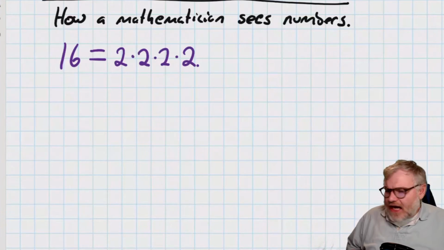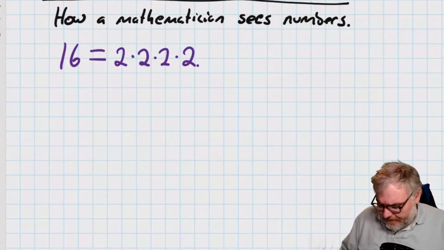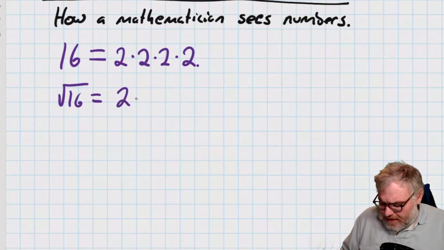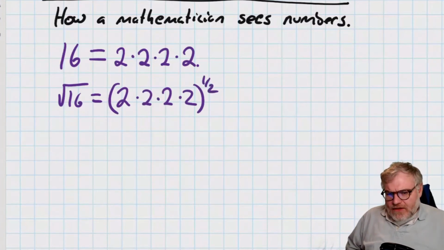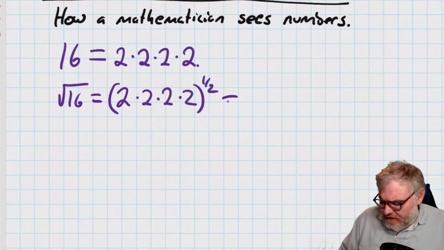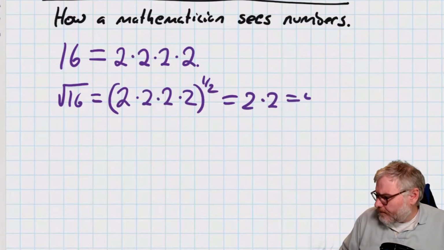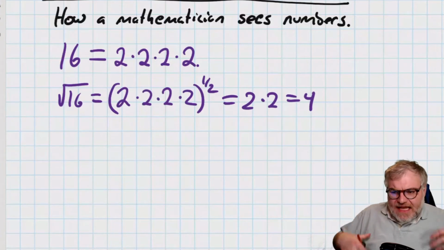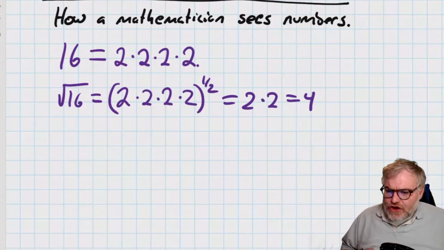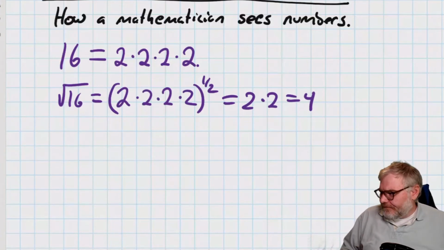So let's say that I want the square root of 16. Well, when I want the square root of 16, what I really want is 2 times 2 times 2 times 2, but I want half the 2-ness. Okay? So half the 2-ness is 2 times 2, which equals 4. And that's how a mathematician thinks of the square root of 16. It's half the 2-ness of 16.